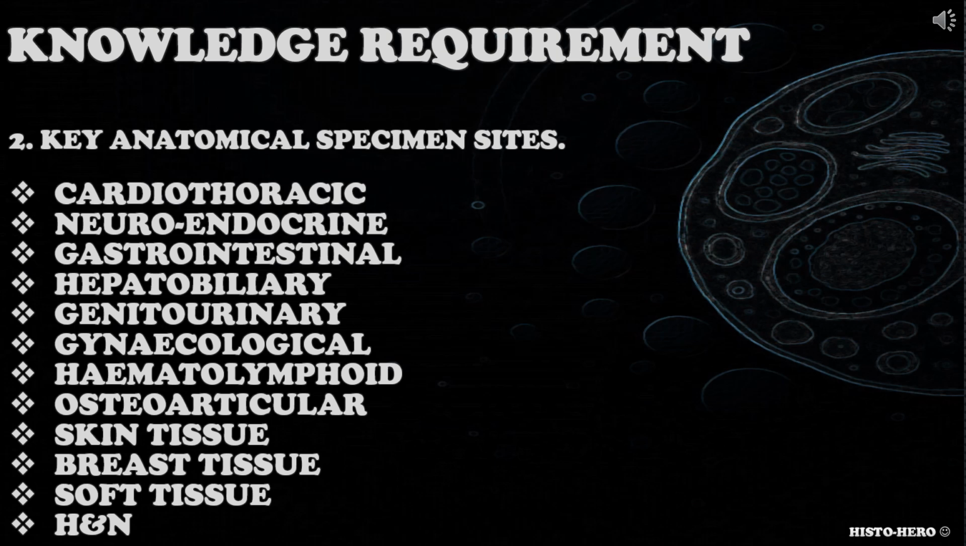You could ask them to state what types of samples would be taken from those anatomical sites. Candidate could consider shave, core, loop, wedge, and others. You could also ask them about the procedures that would be used to obtain tissue from those sites. This would allow them to link this knowledge requirement to the previous one.